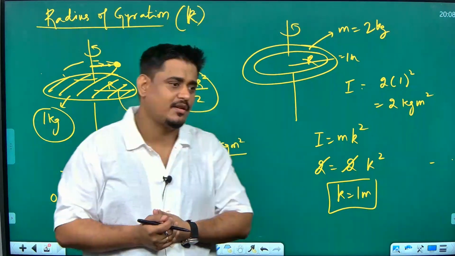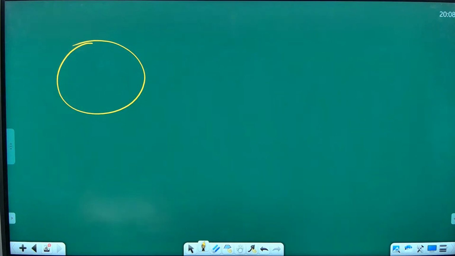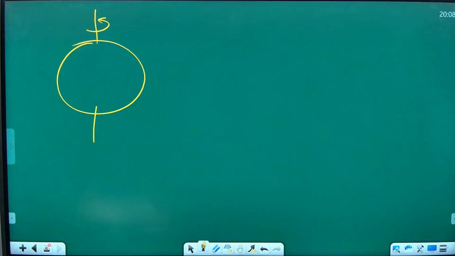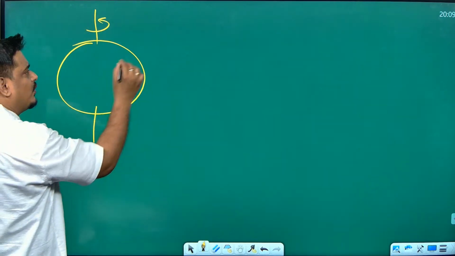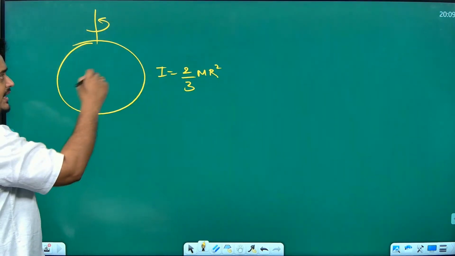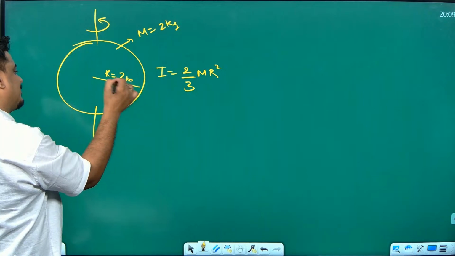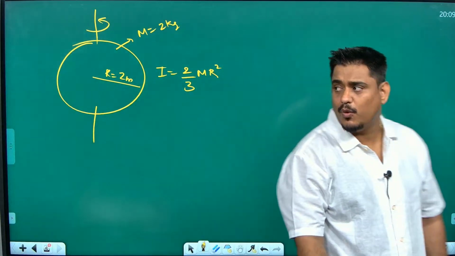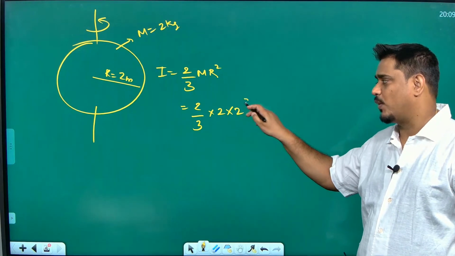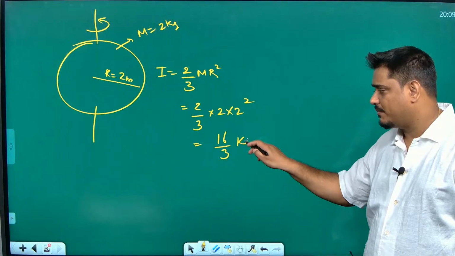One more example I will give you. Assume you have a hollow sphere. Please pay attention. Without understanding, you should not go today. I know its moment of inertia formula is 2 by 3 mr square. Let its mass be 2 kg. Let the radius be, take 2 meters this time for difference. Now what is the moment of inertia? 2 by 3 into 2 into 2 square. 2 to the 4, 16, 16 by 3 kilogram meter square.